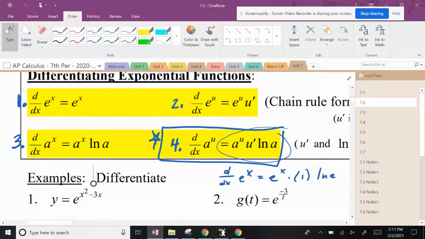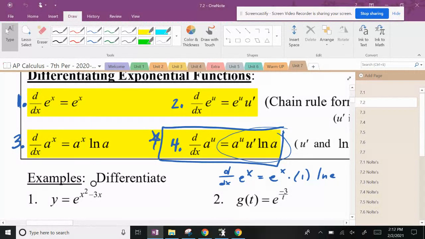Okay, so then they go a little bit further in. So number 3, now the base is different. So the base is a, a being some constant number. So you could have 2 as the base, 2 to the x. Well, that's going to be 2 to the x times the natural log of 2.